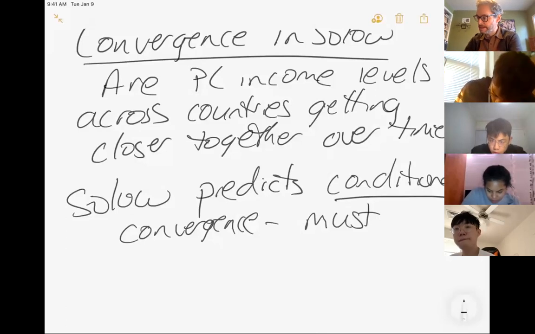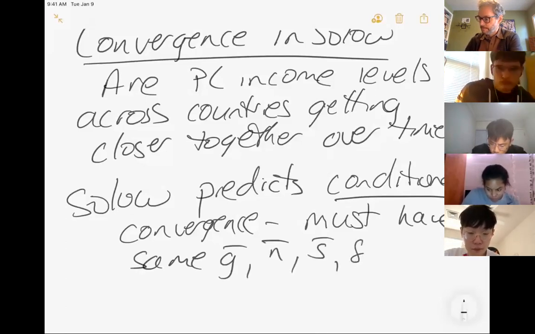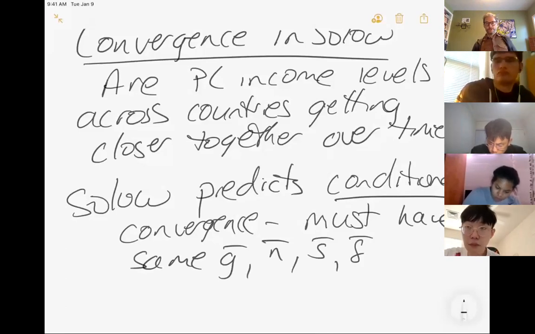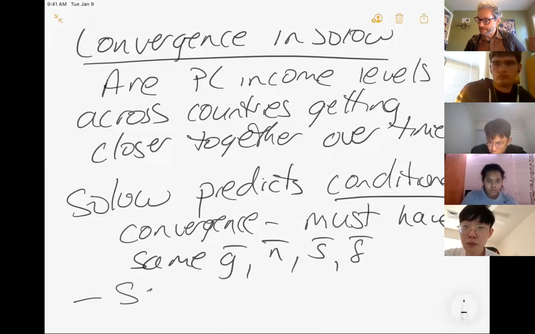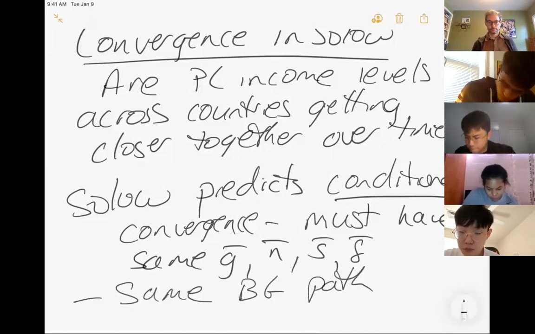And the condition is you must have the same G bar, N bar, S bar. In other words, you have to have the same exogenous variables. You have to have the same balanced growth path. If two countries have the same balanced growth path, they will converge over time.